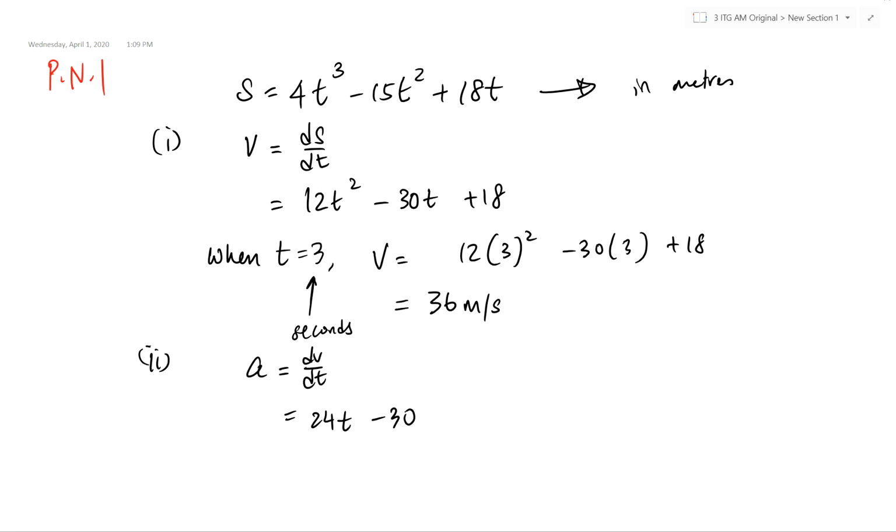Okay, retardation. In this case, am I slowing down or am I speeding up when time is 0? I am slowing down, with an acceleration of −30 meters per second squared at time equals 0. Okay, so this is what is happening. Now when t equals 3, our acceleration is 24 times 3 minus 30. How much is this?